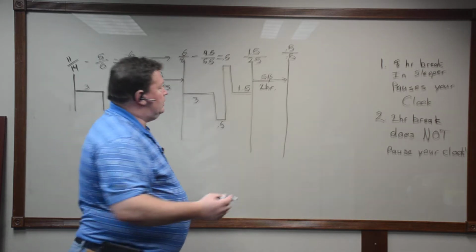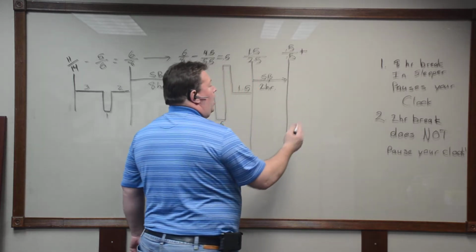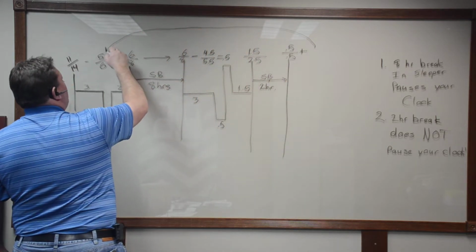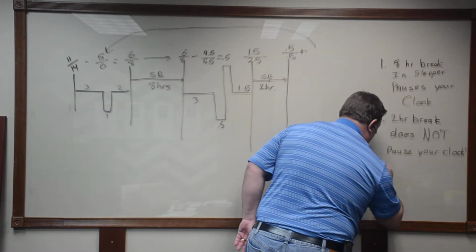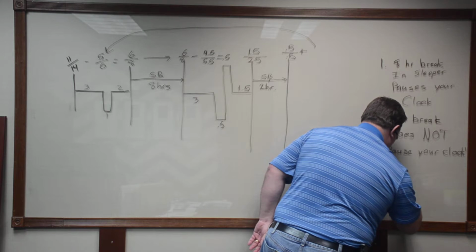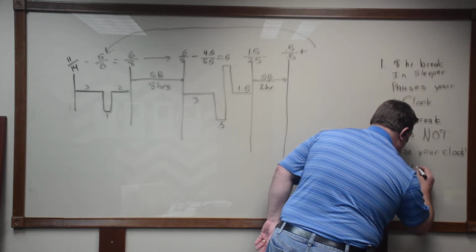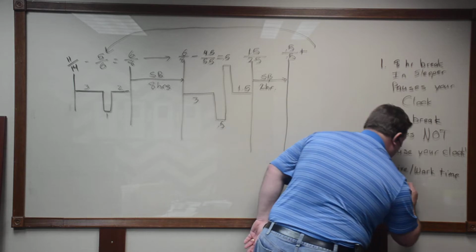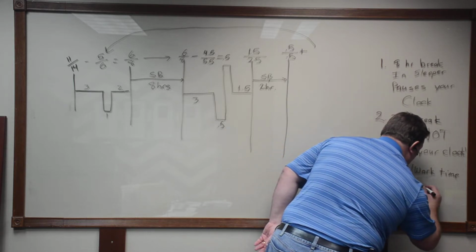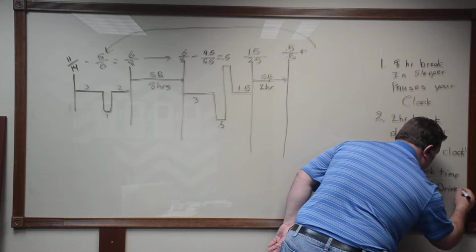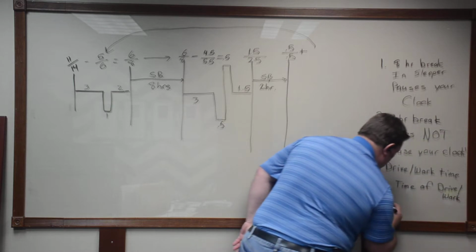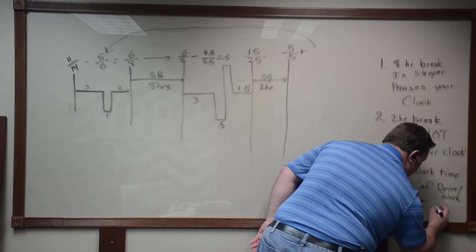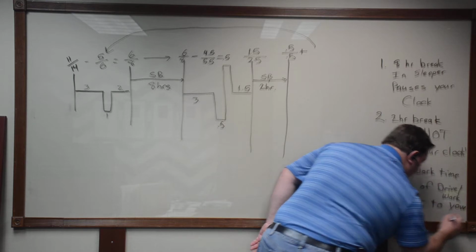Plus, so this is where it gets interesting, and this is the third rule of a split break. Plus, all of the time you used prior to your prior break. So that's the third rule. In a split break scenario, you have drive work time left, plus time of drive work used prior to your prior break.